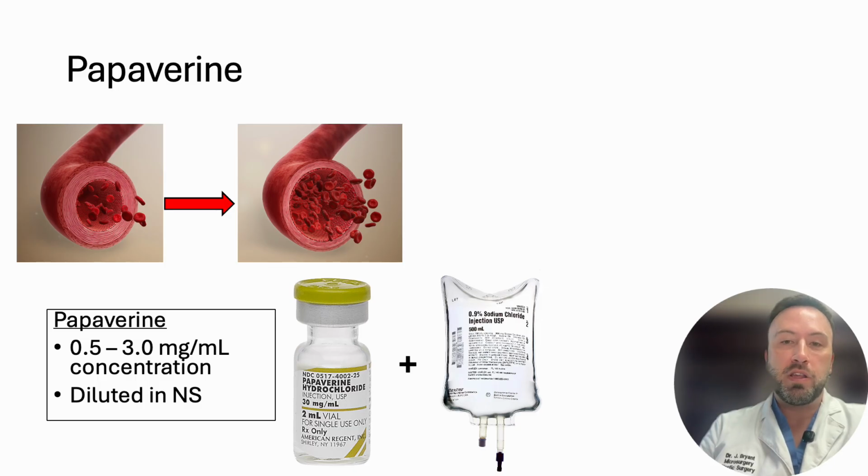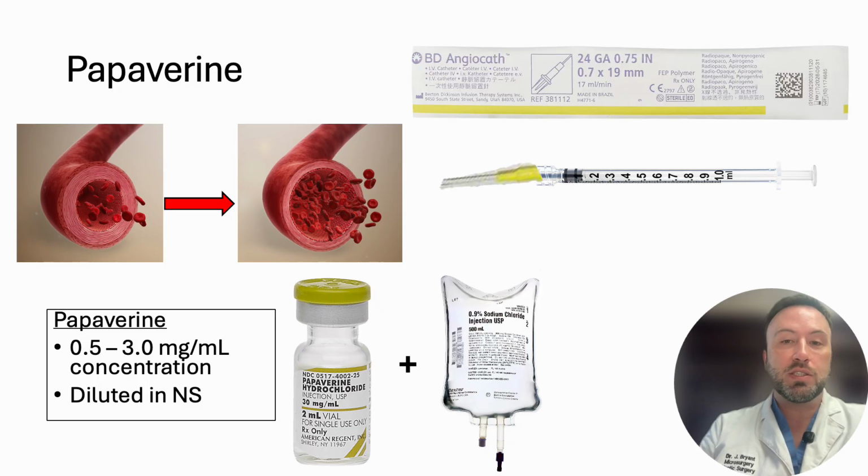In order to prepare the papaverine, ask your surgeon for their desired concentration. Next, you'll want to assemble a 1 cc syringe and a 24 gauge angiocath to be used for irrigation with this papaverine.